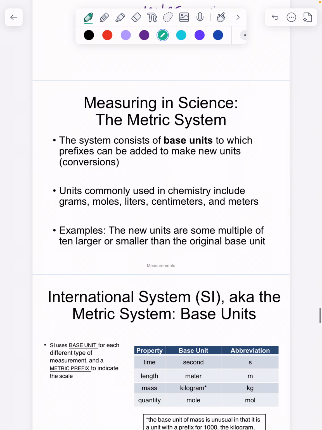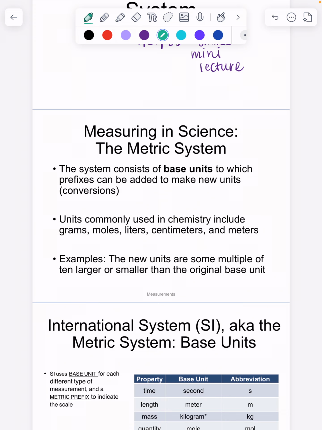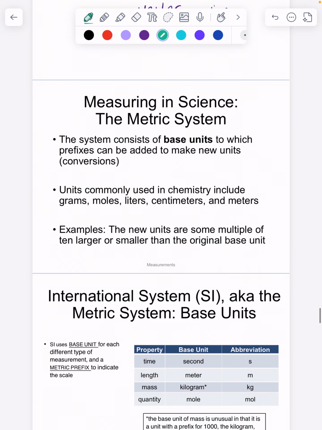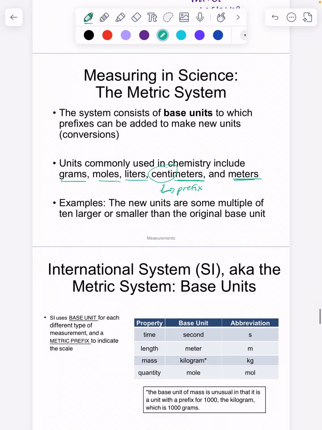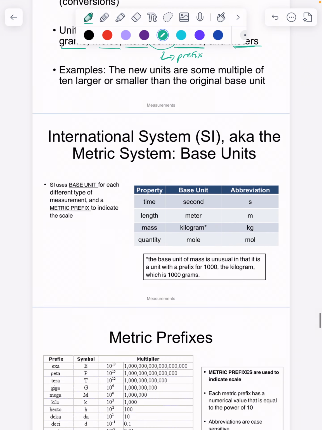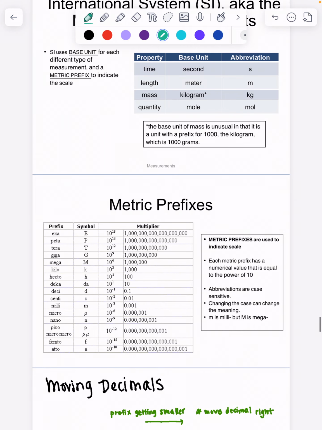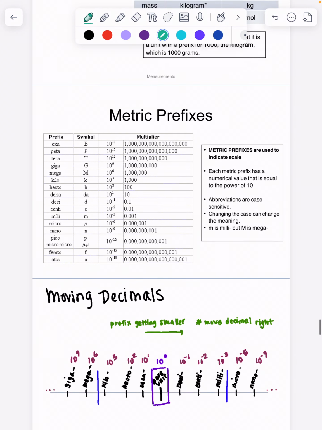So I won't dwell too much on the definitions. We went over these. I know you have them, so if you need them, look over them. We have a system consisting of base units being grams, moles, liters, meters as well. And then we see here, centi. So that's one of our prefixes. Those are mainly what we're using. I'm going to skip over our base units here because we're going to head straight to the metric prefixes.